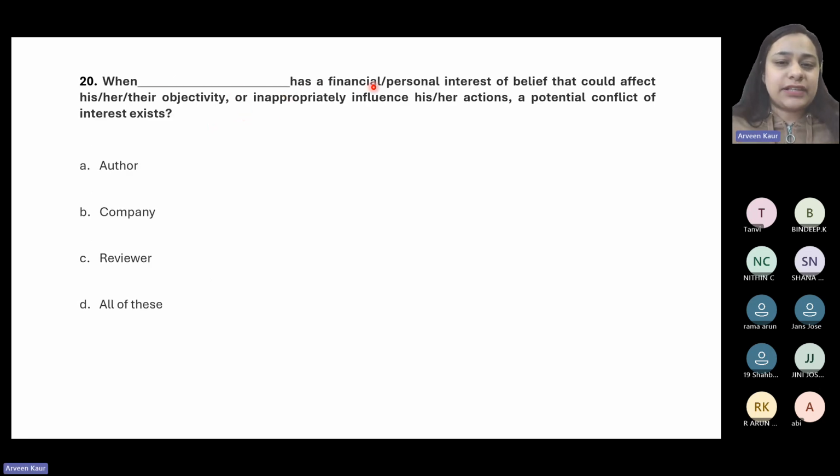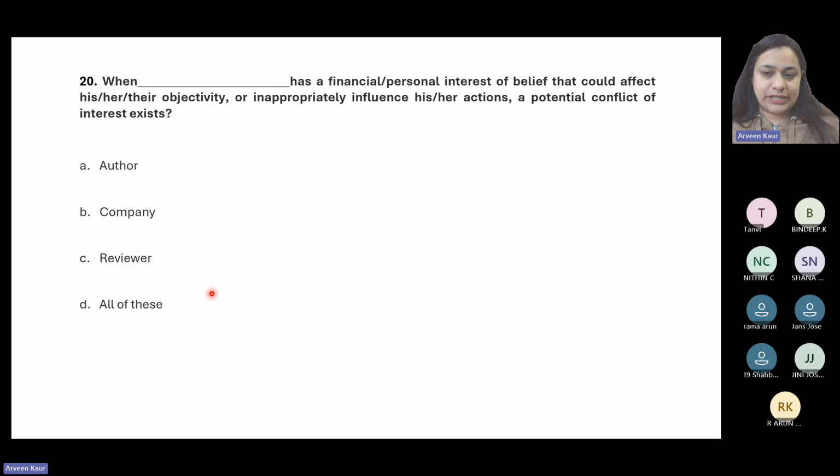Then, when a person has a financial or personal interest or belief that could affect his, her, or their objectivity or inappropriately influence his or her actions, a potential conflict of interest exists. This applies to the author, or company, or reviewer, or all of these. So you might have seen that there is something known as declaration of conflict of interest. This is also one small section in a paper that is always given, right?